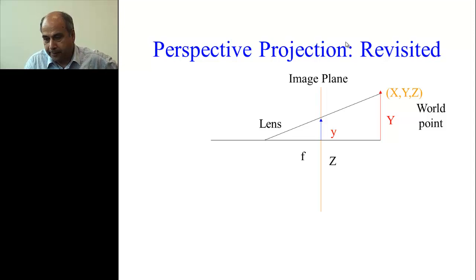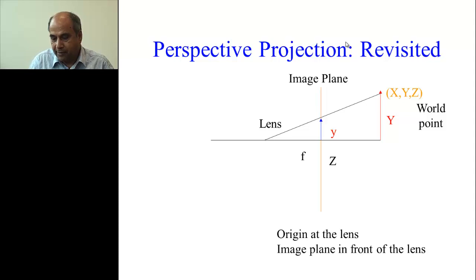So in this model, again, we can look at these equivalent triangles, the one big one and one small one here, where the origin is the lens. Then we can derive this relationship: the small y, the image coordinate of the point, divided by the uppercase Y, the world coordinate of the object, is equal to the focal length divided by Z. So y is equal to this, and similarly we can come up with x like that.